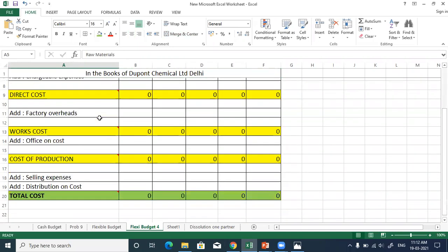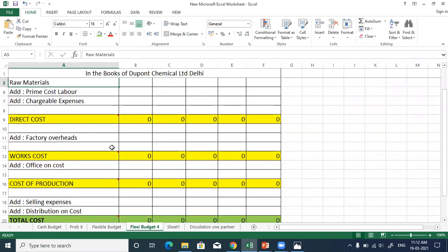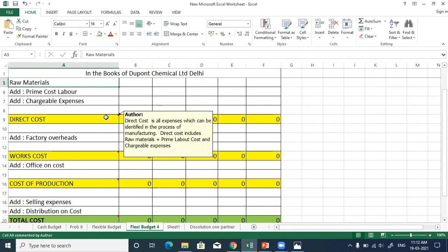Then we have to learn these new concepts today. What is direct cost, what is works cost, and what is cost of production. My dear students, what is direct cost? Please someone read this. Trupti, please read. Direct cost is all expenses which can be identified in the process of manufacturing. Direct cost includes raw materials plus prime labor cost and chargeable expenses.